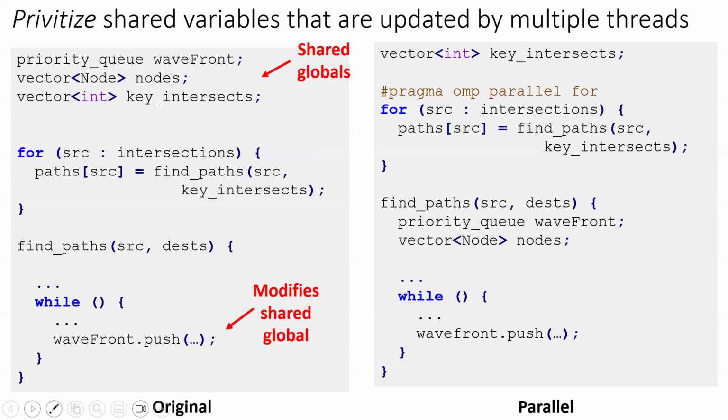So what we want is to move the wavefront into find path to make it a local variable for find path, because each run of Dijkstra needs a single wavefront. That's called a privatized variable. Then inside each of the threads, it only modifies its own private copy.